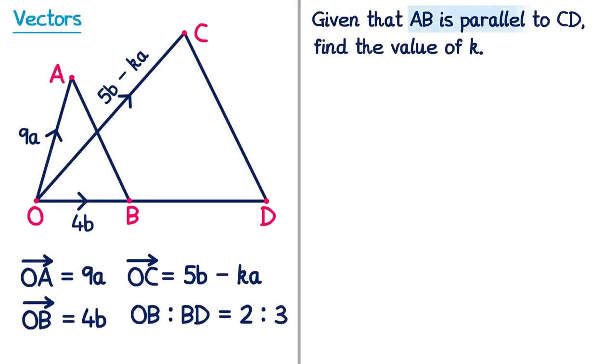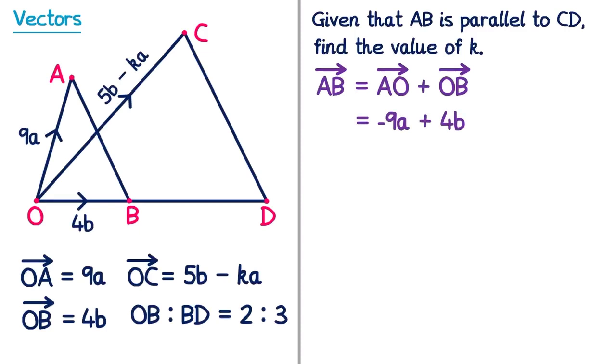Because we've been told that AB is parallel to CD, we're going to try and work out vectors for AB and CD first. Let's start with AB. To get from A to B, we can go from A to O, and then O to B. We know both of these vectors, they're given in the question. To get from A to O is negative 9a, since we go in the opposite direction to the arrow, and to go from O to B is just positive 4b. So that's the vector AB done.